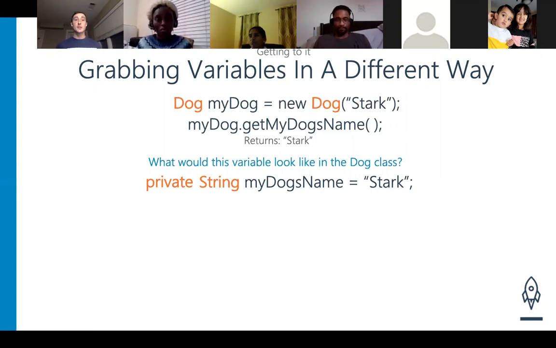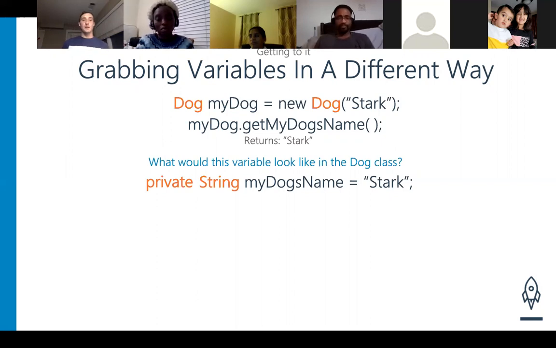We know this because we did a getter, myDog.getMyDogsName. The hint was the class variable's name is my dog's name, because that's what's in after the word get. It's a class variable, so we know it's private. And it's a name, so we know it's a string. That's how we could put this together to figure out what this variable actually looks like.